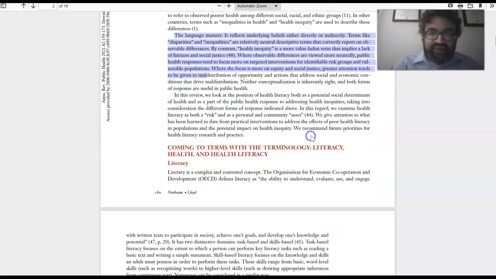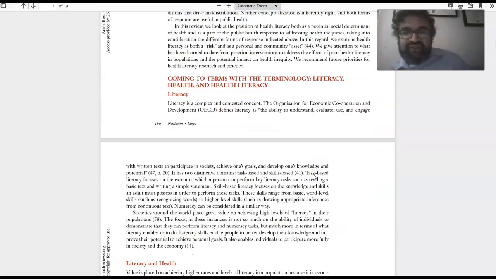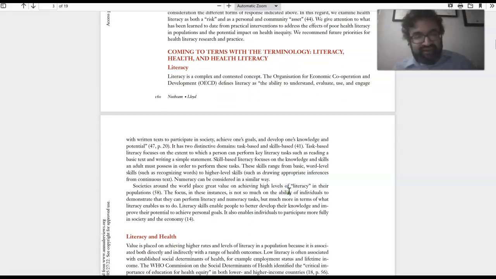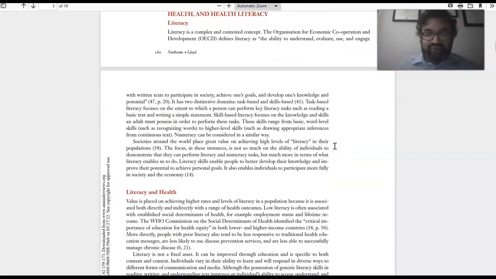So, coming to terms with terminology. What does literacy mean? And if I were to honestly write a similar article, I probably would start describing this from a medical terminology perspective, because it's so important to look at what's there.